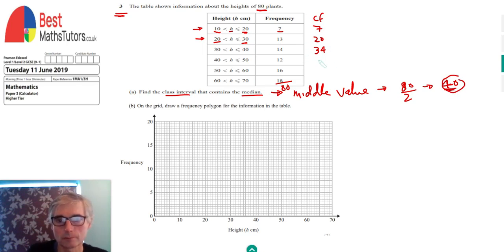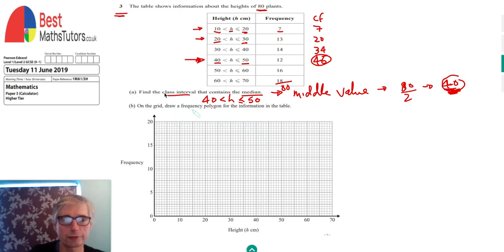If we add the next one on, 12 plus the 34 gives us 46. Now we can see that we've gone beyond 40. Because we've gone beyond 40, we know that the 40th value must be in this group. So somewhere between 40 and 50, we have the middle value, the 40th one. We can write that down as the class interval, and the answer would be 40 is less than h, and h is less than or equal to 50. That is the median group, or the median class interval.